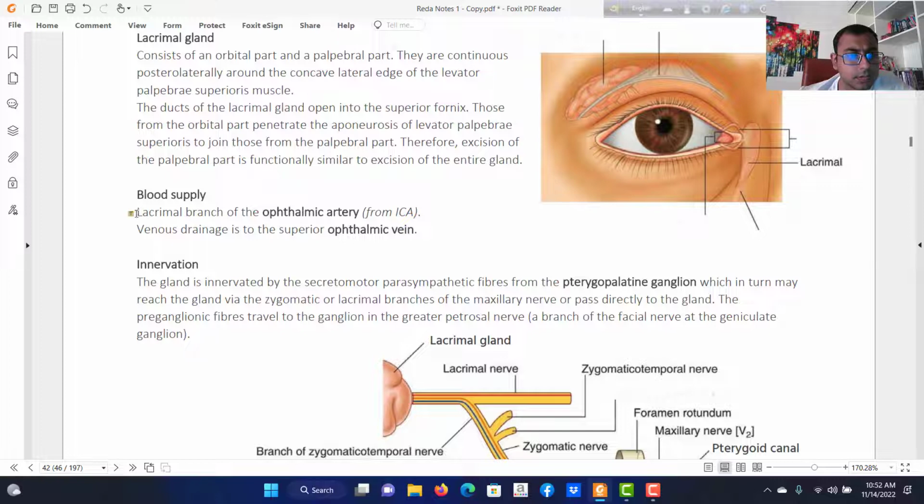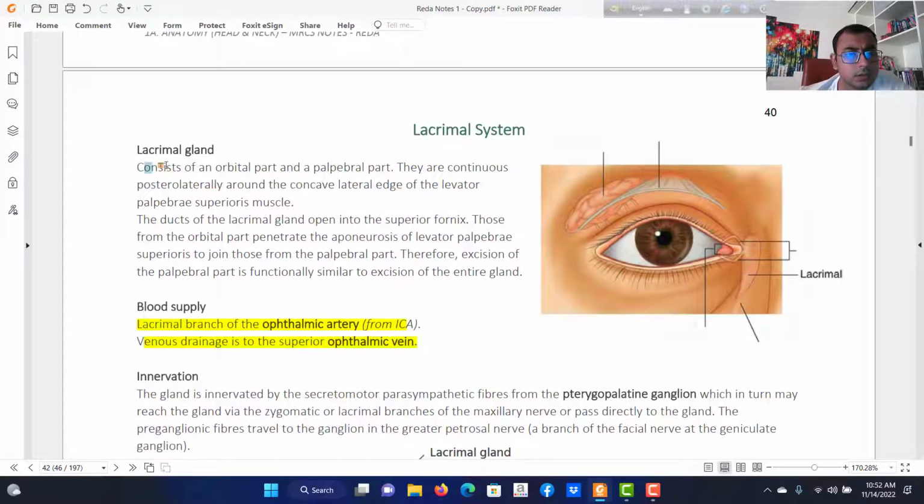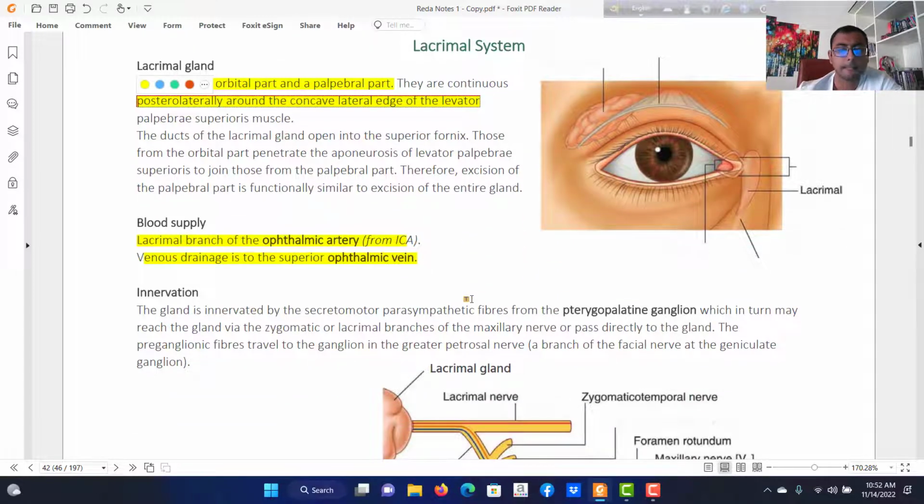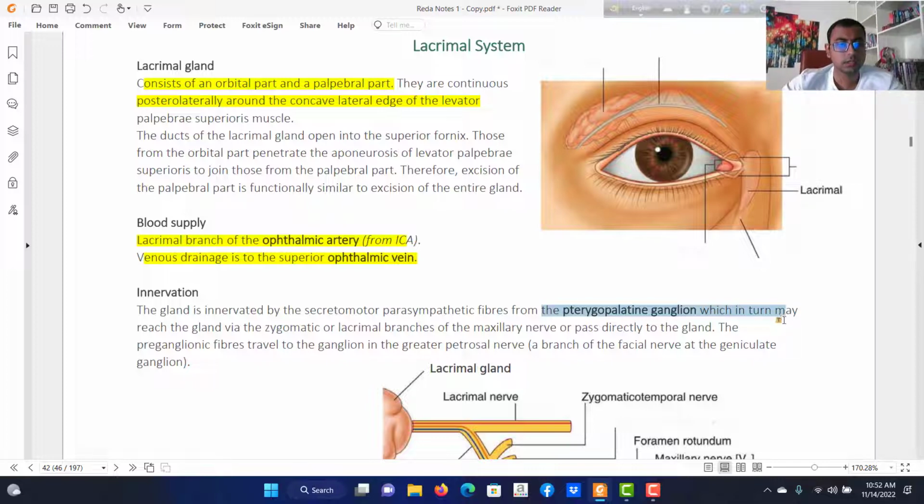Lacrimal system. So the lacrimal branch of the ophthalmic artery, and the venous drainage to the ophthalmic vein. It consists of an orbital part of the palpebral part, lying lateral around the concave lateral edge of the levator palpebrae superioris. And the gland is innervated by secretomotor parasympathetic fibers from the pterygopalatine ganglion, which may reach the gland via the zygomatic and lacrimal branch of the maxillary nerve directly to the gland.